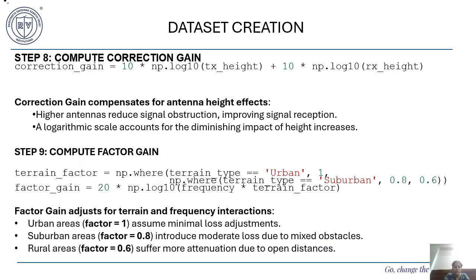We compute the correction gain and compute the factor gain. Now here, since we have calculated the path loss, we need to add on the correction gain and the factor gain. So correction gain, as we already mentioned, accounts for antenna heights. Higher antennas reduce signal obstruction, improving reception. A logarithmic scale is used to represent this diminishing effect. While factor gain adjusts for terrain and frequency interactions. Urban areas assume minimal loss, while suburban and rural areas experience greater attenuation.